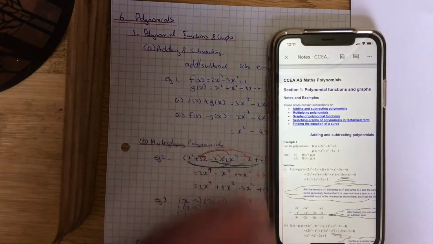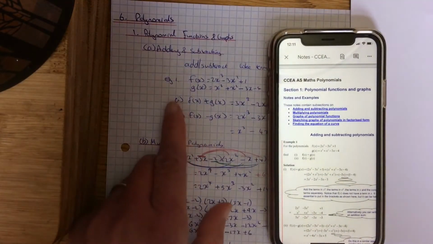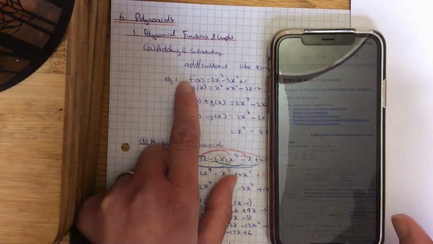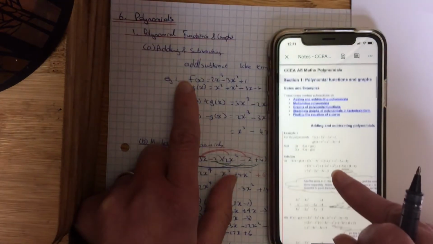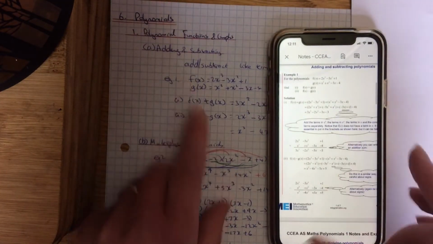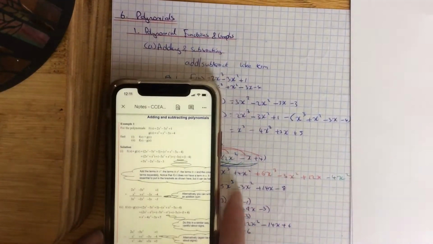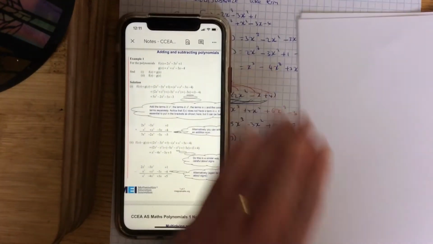Okay, I'm going to look at polynomials. Now you have all my notes, but I just want to go through it just to make sure you understand where I got the things from. So if we look at example 1 here, let's take 3 each of these. So this is just adding and subtracting.